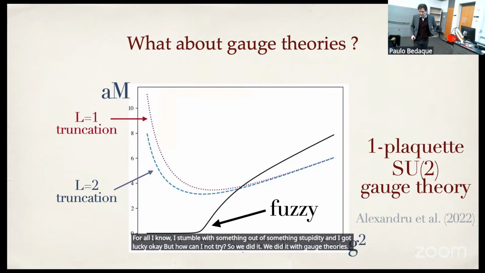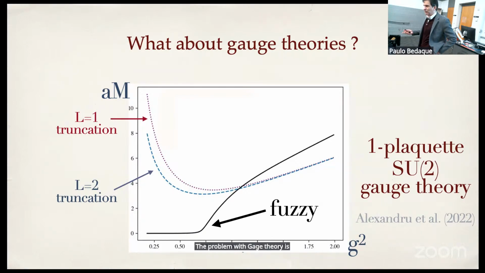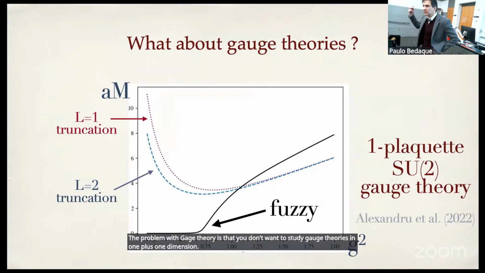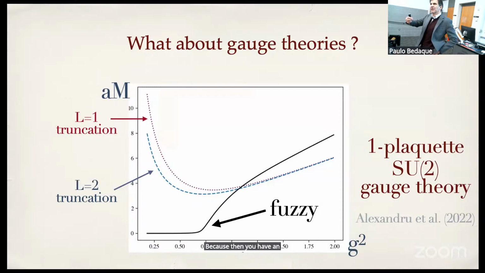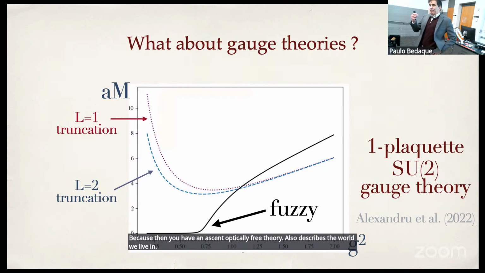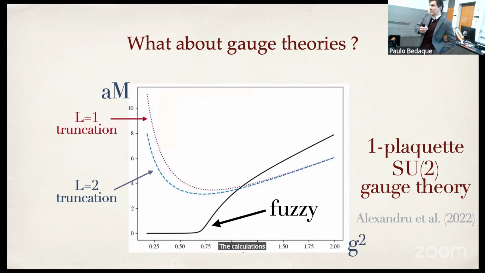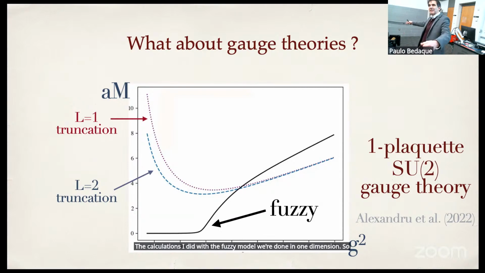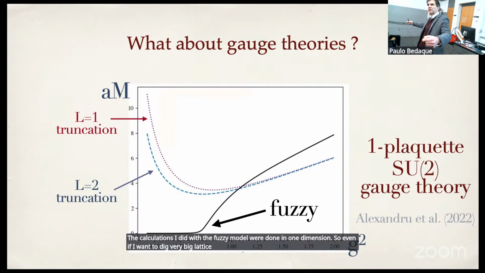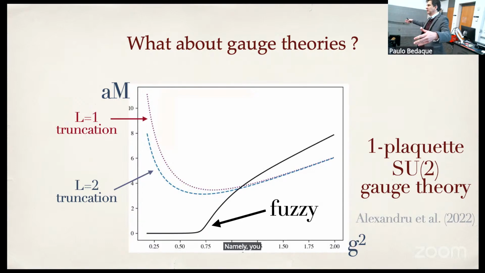The problem with gauge theory is that you don't want to study gauge theories in 1+1 dimensions. It's a stupid theory. You want to use it in 4 dimensions, 3+1, because then you have an asymptotically free theory. It also describes the world we live in. The calculations I did with the fuzzy model were done in 1 dimension. So even if I want a very big lattice, there is numerical technology to solve this model, namely tensor networks and stuff like this. The analog for 4-dimensional gauge theories does not exist.